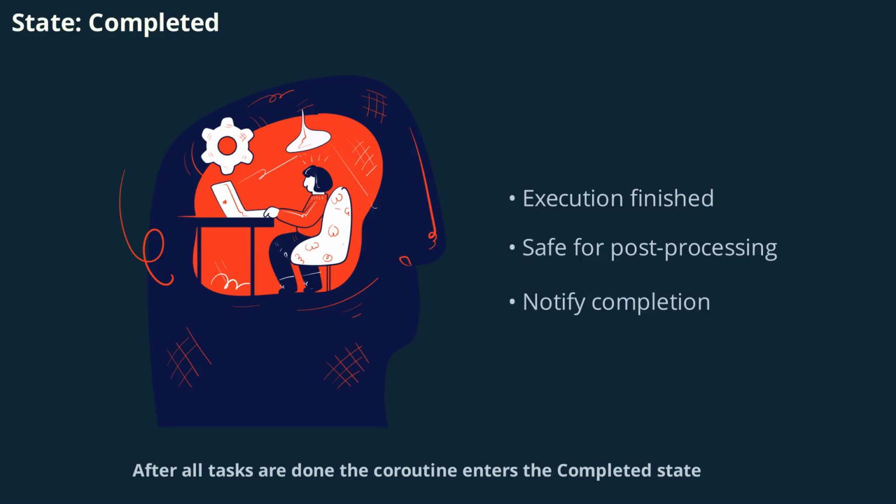After all tasks are done, the coroutine enters the completed state. This means the coroutine has successfully finished its execution. At this point, you can safely perform any post-processing or notify other parts of your application that the work is done. Monitoring the completed state is helpful for triggering follow-up actions.